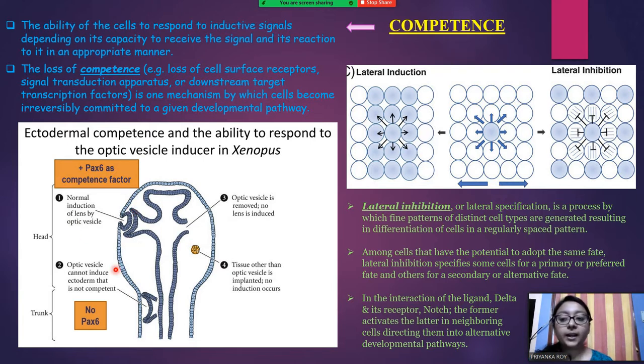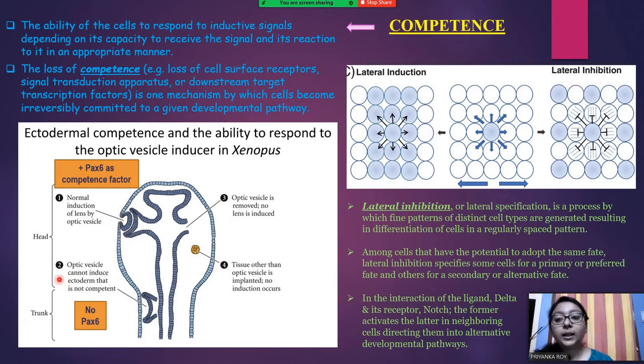So as you can see, this is the head portion and this is the trunk portion of Xenopus. In case of normal induction, the lens is formed wherever the optic vesicle is present under the ectoderm. So the ectoderm is made competent by the presence of the optic vesicle under it. The optic vesicle is the inducer which is responsible for this PAX6 competence factor, and thereby it is making the ectoderm competent to develop into the lens.